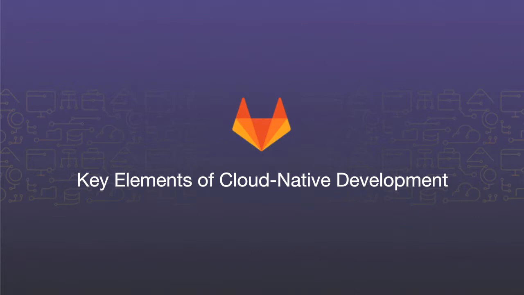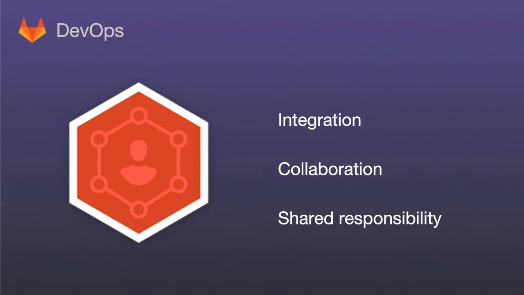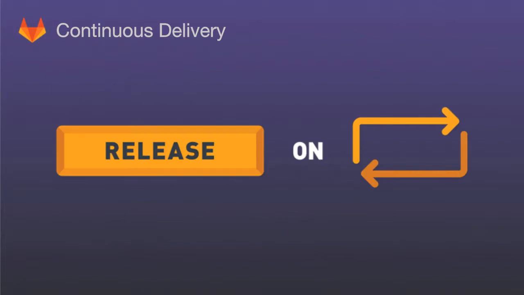So now we know what cloud native is and why it's a good thing. What are some elements that make up a cloud native approach? Firstly, DevOps is a set of practices for developing software that emphasizes integration and collaboration between teams and sharing responsibility for the outcome. This means working together and keeping each other in the loop throughout the entire software development lifecycle. Another cornerstone of cloud native is continuous delivery. This is a software development discipline where you build software in such a way that the software can be released to production at any time. This is the next step after continuous integration.